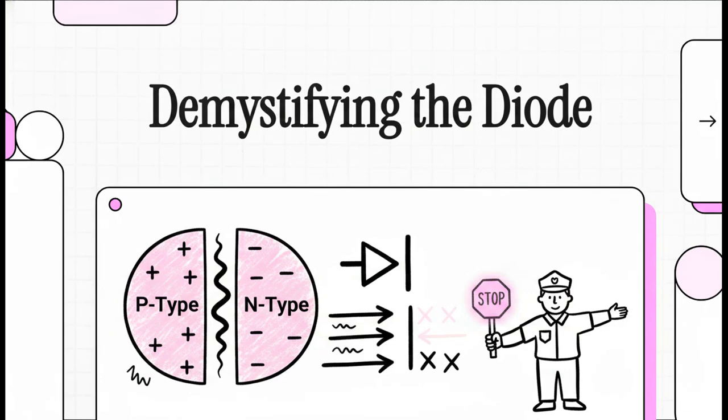Welcome to this explainer. Today we're taking the abstract physics of p-n junctions and turning them into a concrete, completely practical understanding of the diode. If you've ever wondered exactly how modern electronics manage the absolute chaos of electrical flow, well, you're in the right place. We're going to look really closely at the ultimate one-way traffic cop for electrons.